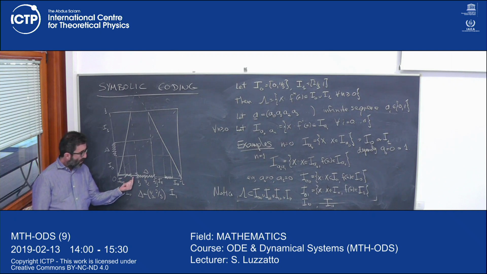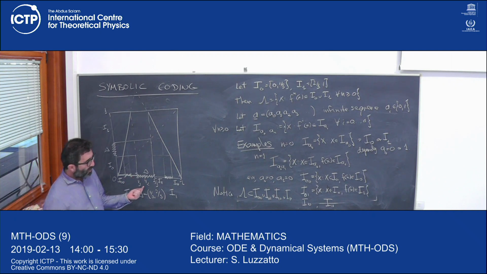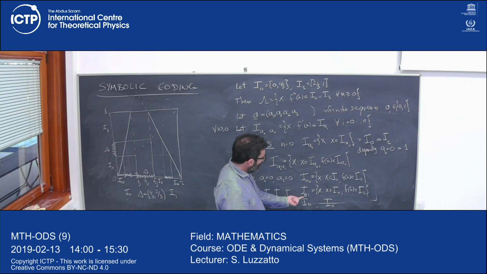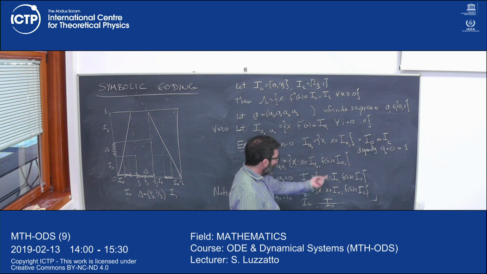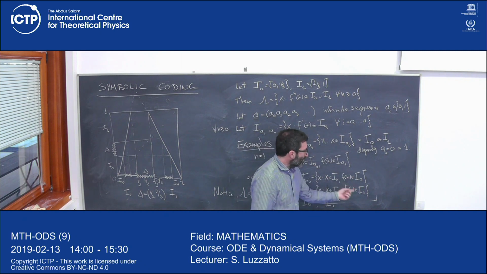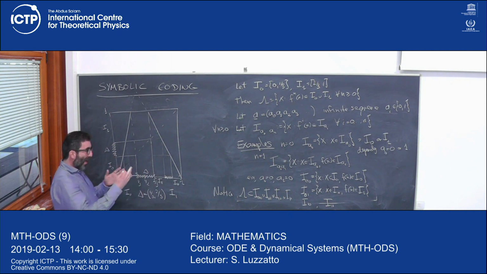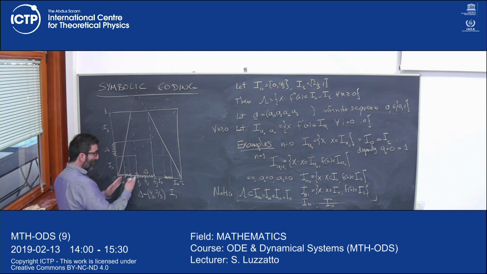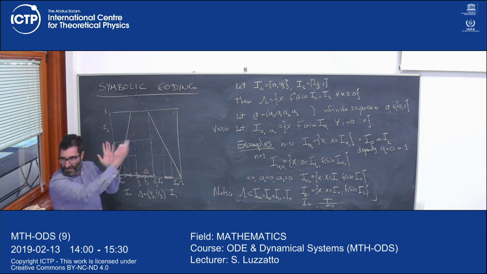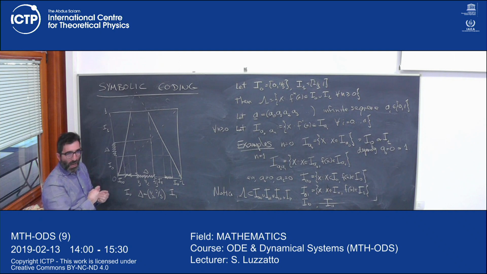Because basically these are the only possibilities, right? If the point does not belong to either I0 or I1, or its image does not belong to I0 or I1, then it means it belongs either to X or its image does not belong to the union of I0 and I1, and therefore it means it escapes. Okay? So we are narrowing down.